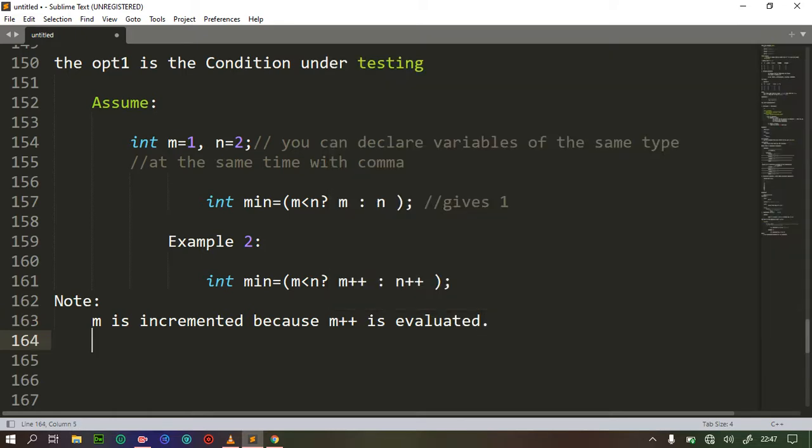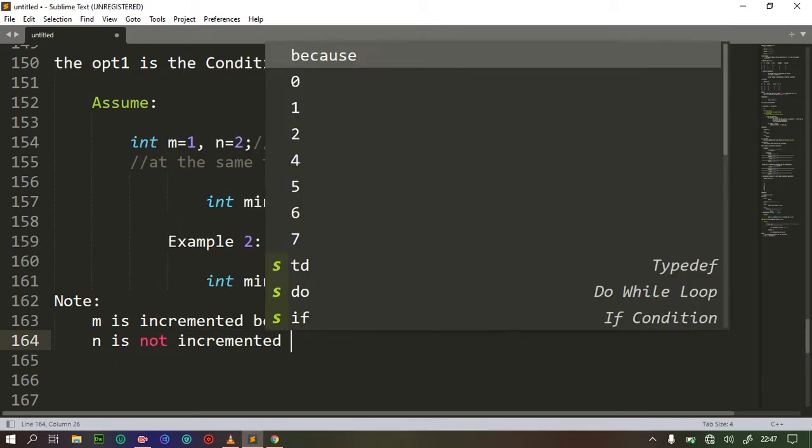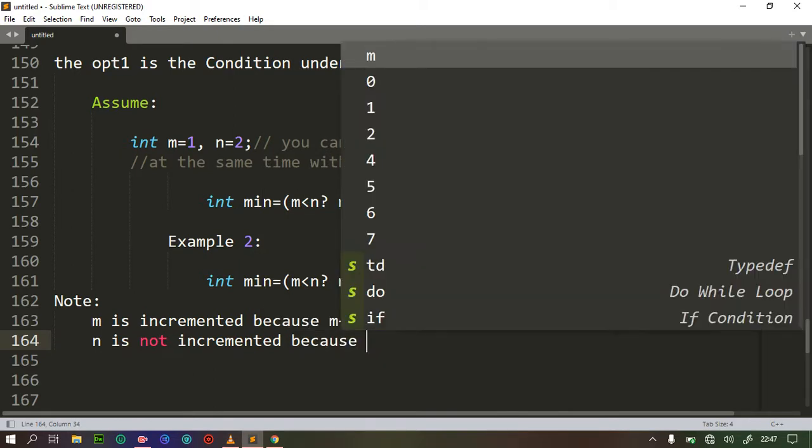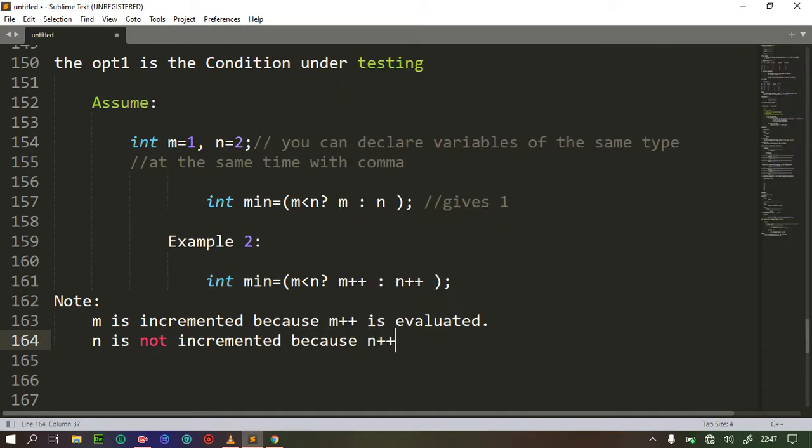But again, what do you notice? N is not incremented. N is not incremented because, I think that is very obvious, because n post increment is not evaluated.